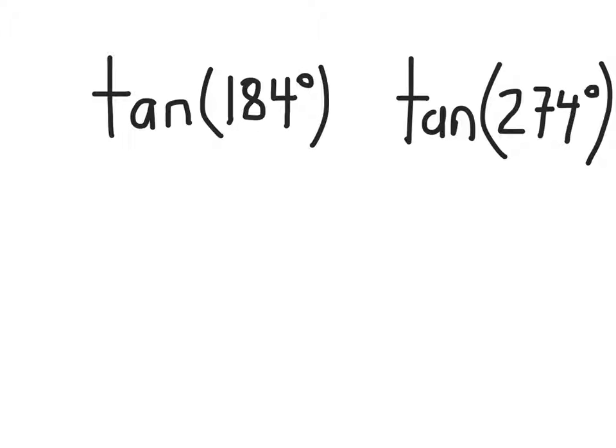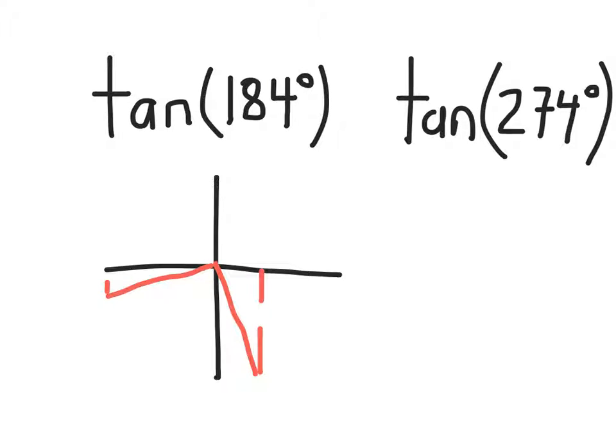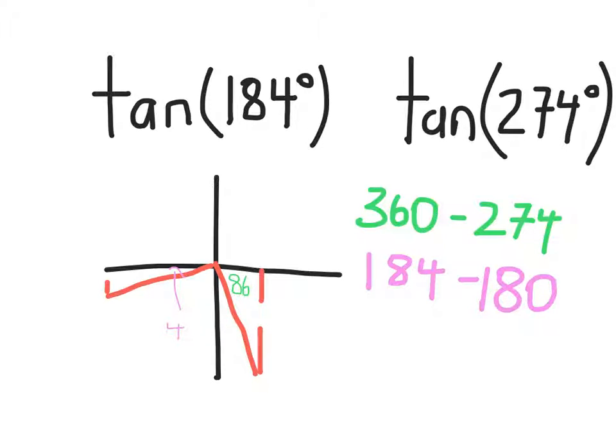For our third example, we'll look at tangent of 184 degrees and tangent of 274 degrees. Right away, when I draw the two triangles, I should notice that the triangles look quite different. The opposite and adjacent sides are definitely not the same. And sure enough, if we look at the reference angles, the tangent of 184 degrees has a 4-degree reference angle, and the tangent of 274 degrees has an 86-degree reference angle.